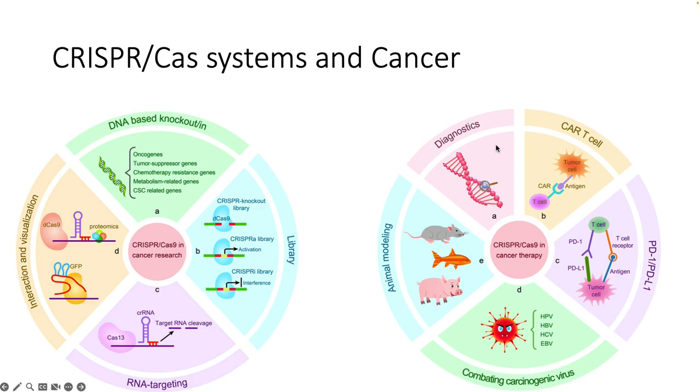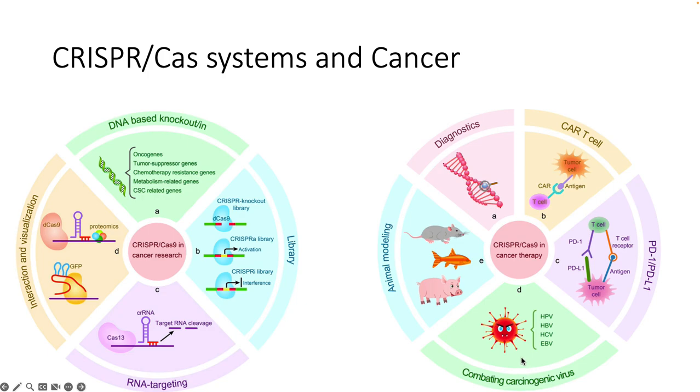In medicine, CRISPR can be used for diagnostics, for combating carcinogenic viruses, for animal modeling, and for immunology therapies. So like programming T cells, which are a type of immune cell, to recognize an antigen on a tumor cell. This is just a different mechanism by how it can work.